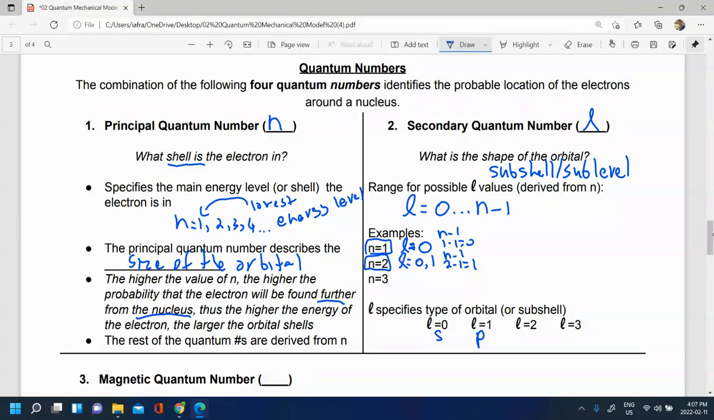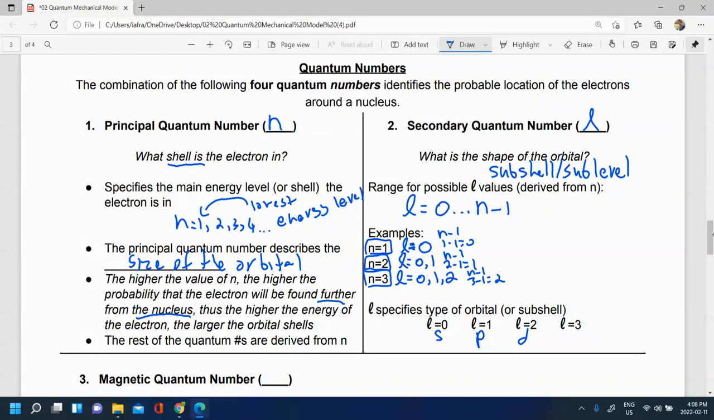We'll try the same thing, but for n is equal to 3. So when n is equal to 3, our possible L values are 0, 1, and 2, and we stop. That's because n minus 1 is 3 minus 1, which is 2 in this case. So we can go all the way up to 2. So in the third energy level, there's a 0, which is S. There's a 1, which is P. There's a 2, which is, you guessed it, D.